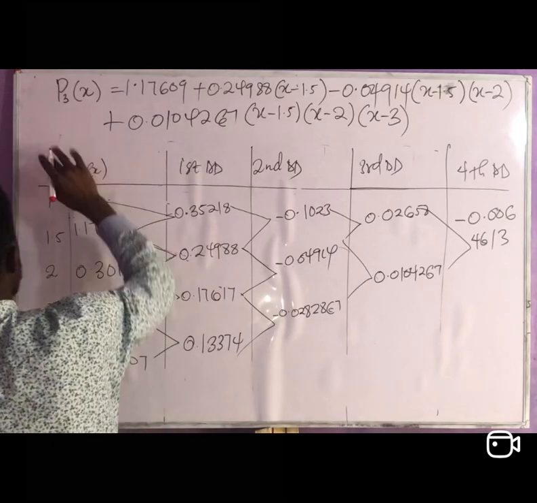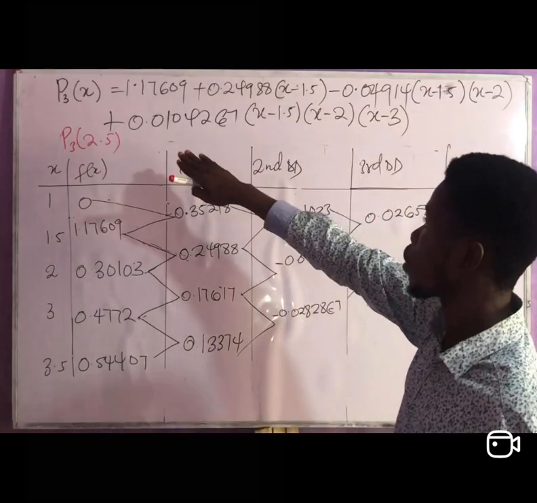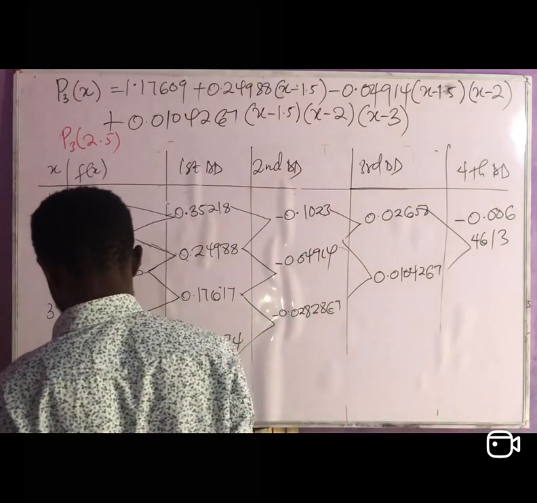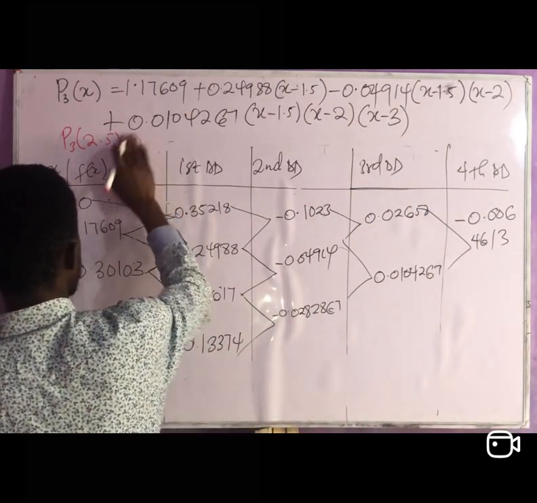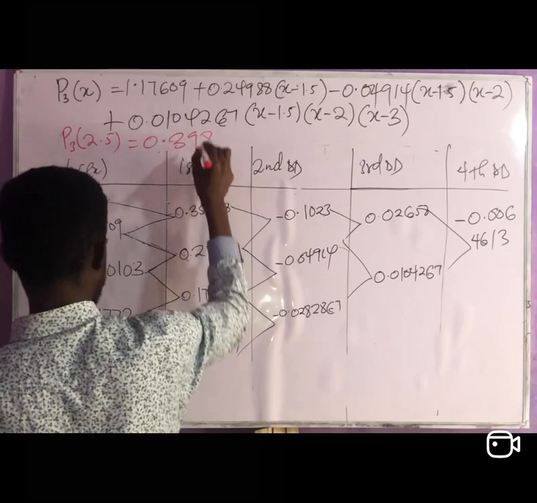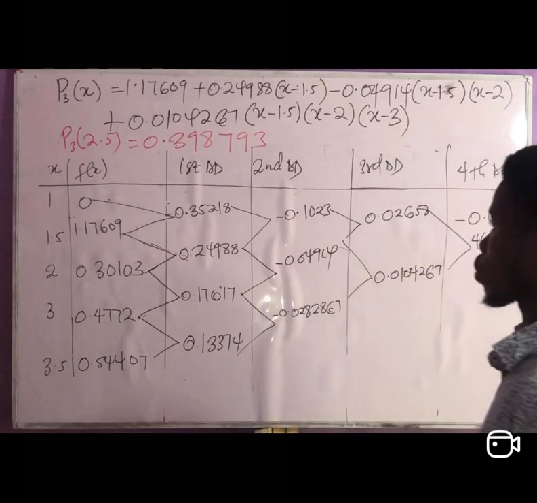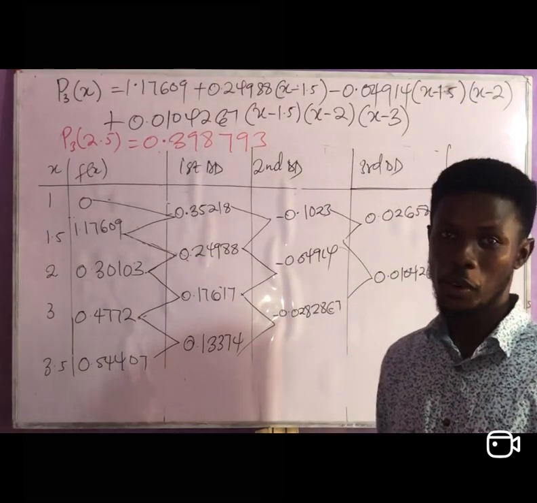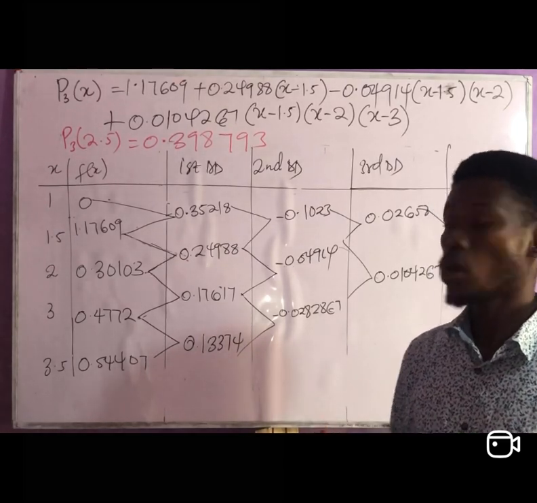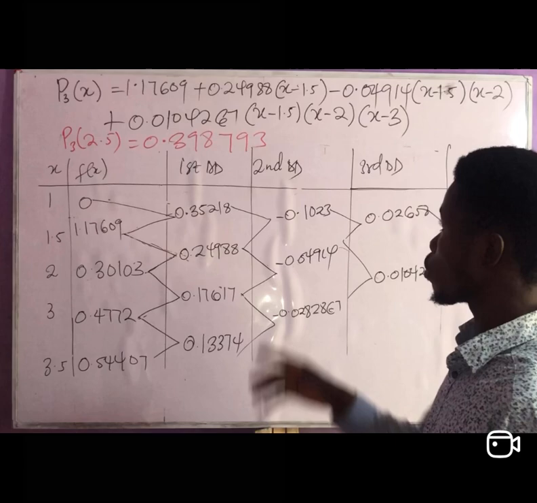And we're asked to use this one to evaluate. Let me use red marker. P3 of 2.5. So you simply substitute the value of 2.5 into wherever you see x. And when you do that, you have it to be 0.398793. Okay, so this is what you have. Please, I'm using calculator, so errors can occur. So when you also do it and you get a different thing, you can call me or leave your issues in the comment section for us to address it.